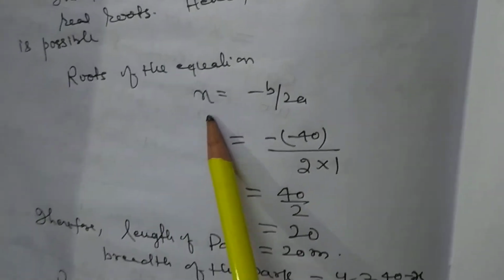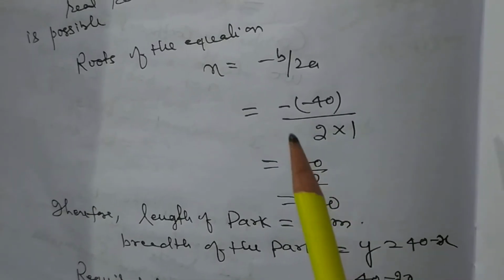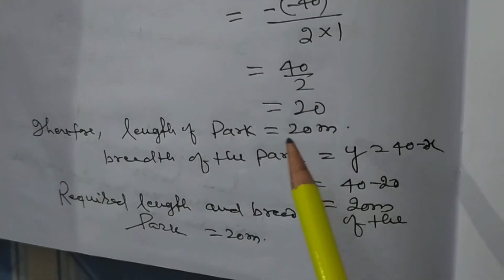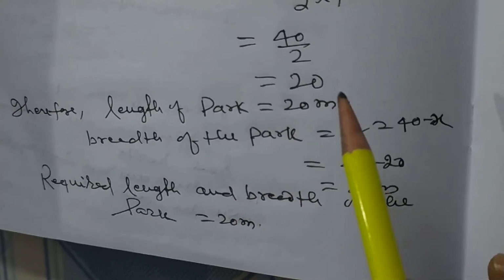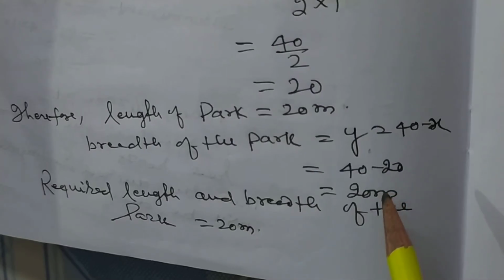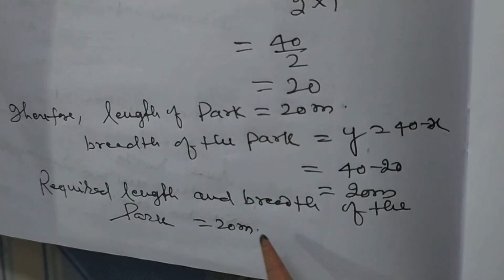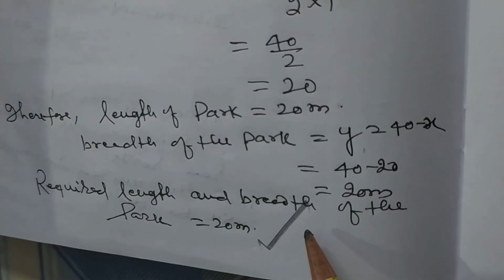Roots of the equation, x is equal to minus b by 2a. That is minus of minus 40 by 2 into 1. That is 40 by 2. That is 20. Therefore, length of park will be 20 meter and breadth of the park will be y, y is equal to 40 minus x. That is 20 meter. Hence, length and breadth of the park is equal to 20 meter.